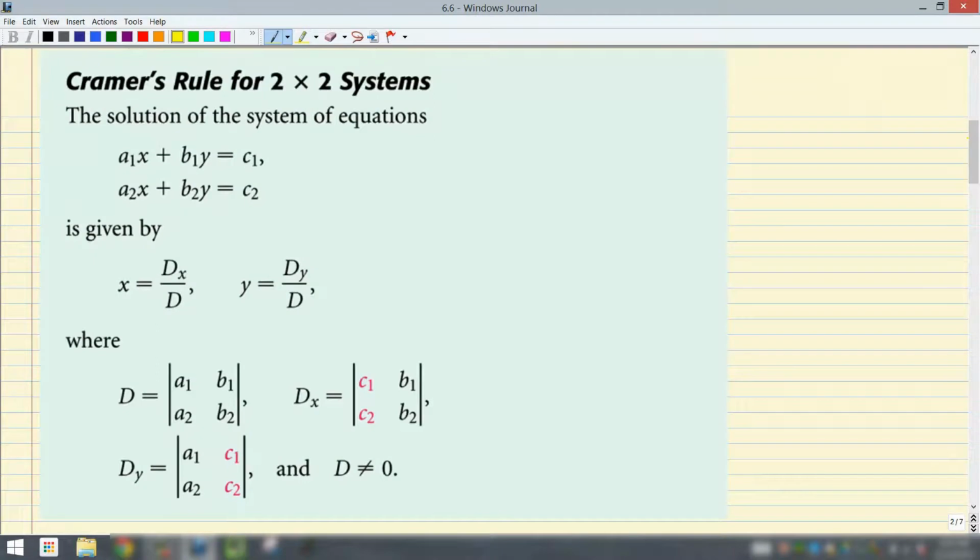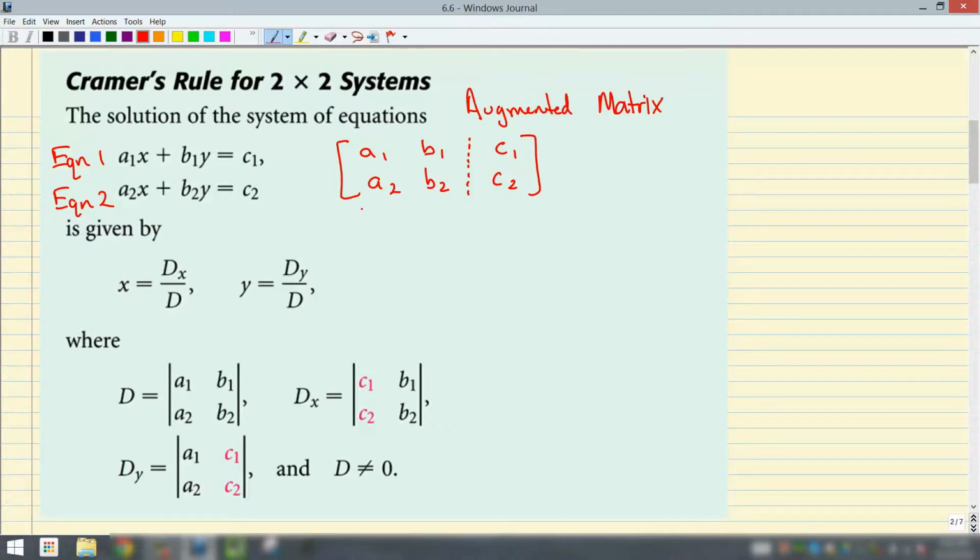So this is Cramer's rule for a 2 by 2 system of equations. So we have equation 1 and equation 2. And if we wanted to write them in a matrix, it would look something like this. A1, A2, B1, B2, and then the equal sign, and then C1, C2. And we would call this an augmented matrix. It's augmented because this part is the coefficient matrix, and this part is the constant matrix.